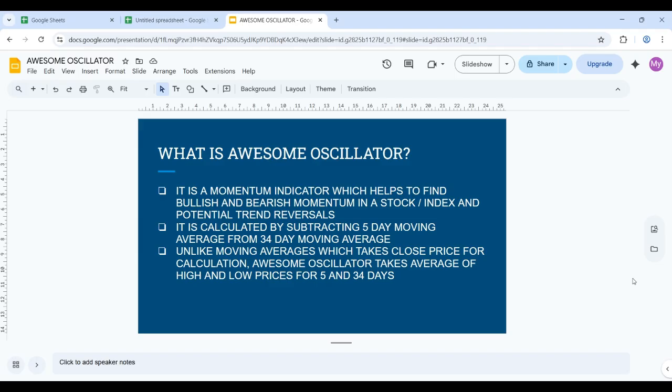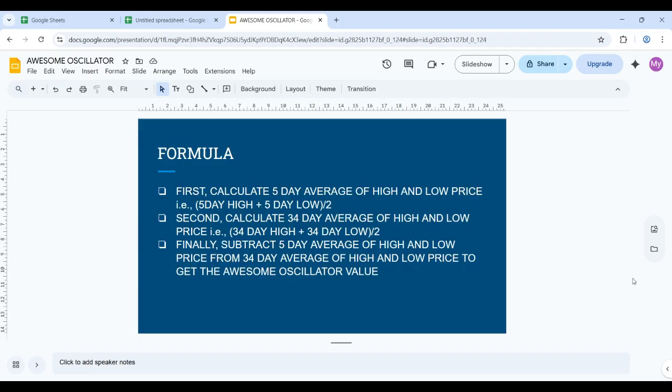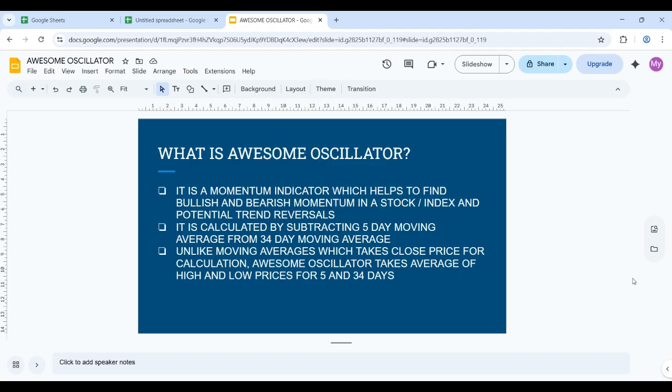5 and 34 days. Okay, and what is the formula for calculating it? First, we need to calculate 5-day average of high and low price, that is 5-day high plus 5-day low divided by 2. And second, we need to calculate 34-day average of high and low price, that is 34-day high plus 34-day low divided by 2. And finally we need to subtract the 5-day average of high and low price from 34-day average of high and low price to get the awesome oscillator values. Okay, so I believe both the slides are straightforward and easy to understand.